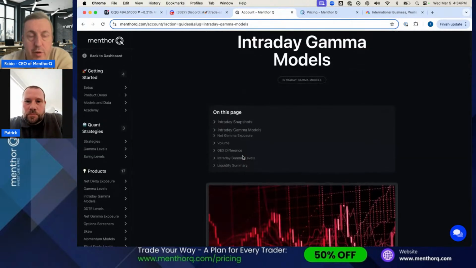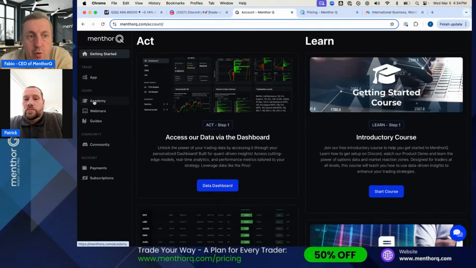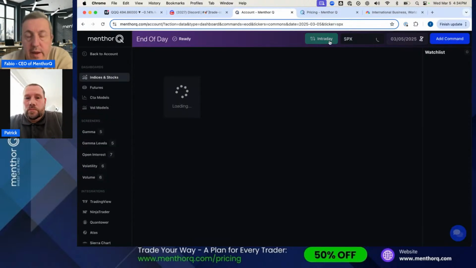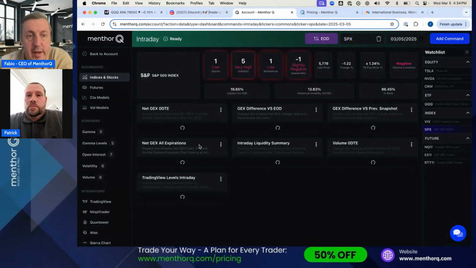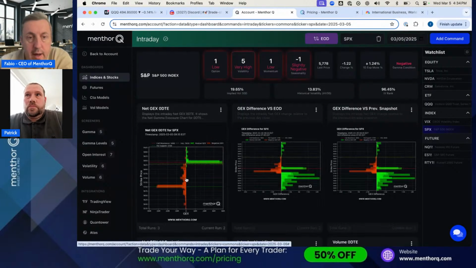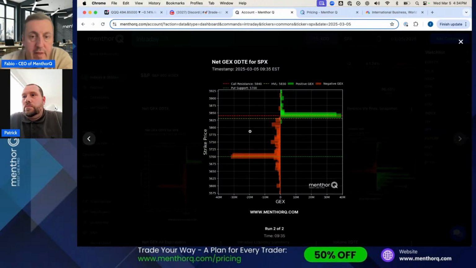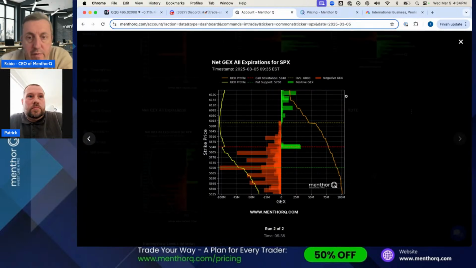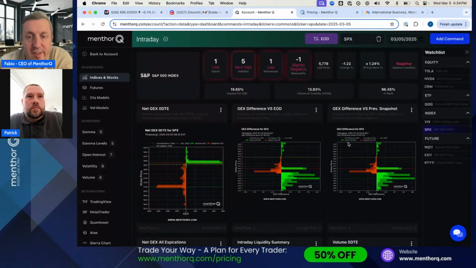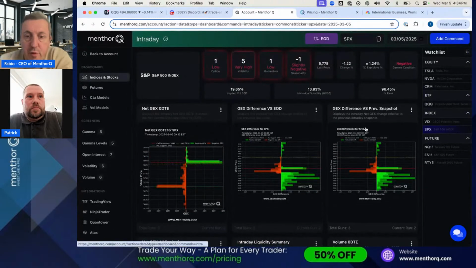And then once you get that, we also can go into the app and look at the intraday snapshot right here. Just click on intraday, and here we still have the 9:35, the 10:30 will come up very soon. So here we see our net GEX 0 DTE, our GEX difference, our all expiration net GEX at the open at 9:35, and then of course volume will start updating as the market evolves throughout the day.